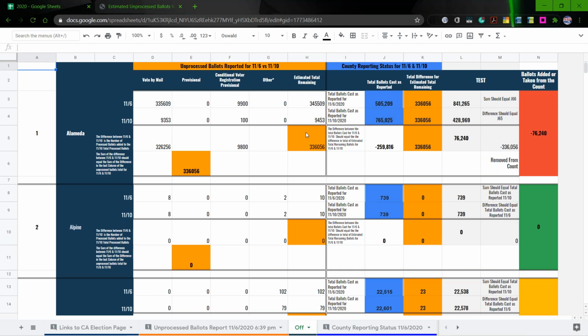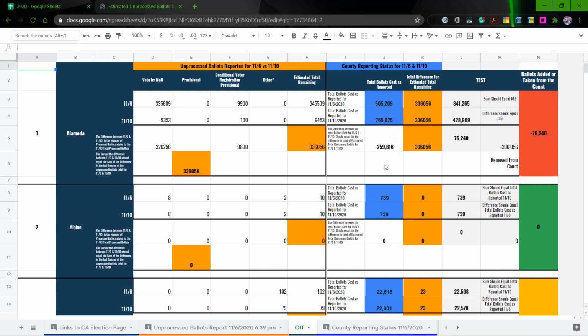Okay, so this right here, estimated total remaining. This number is the difference in the ballots that were processed between the 6th and the 10th. So between those two days, 336,056 ballots were processed. So it would only make sense that you would add this number to November 6th in order to get the total number for November 10th, right?